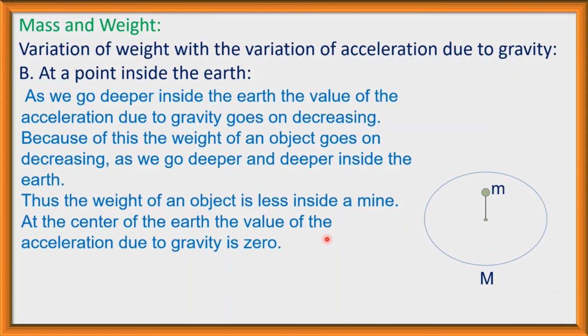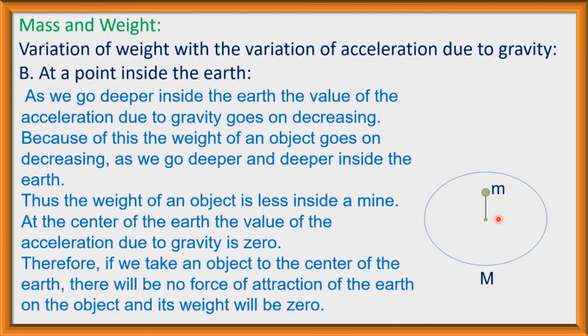At the center of the earth, the value of the acceleration due to gravity is 0. So at the center of the earth, the value of g is equal to 0. Then what will be the weight of the body at the center of the earth? At the center of the earth, g is equal to 0, that is, acceleration due to gravity is 0. Therefore, mass m into 0 is equal to 0. The weight of the body will be 0 at the center of the earth. Therefore, if we take an object to the center of the earth, there will be no force of attraction of the earth on the object, and its weight will be 0. So at the center of the earth, the value of g is equal to 0 and weight is also 0.